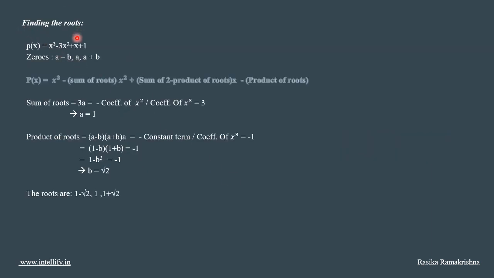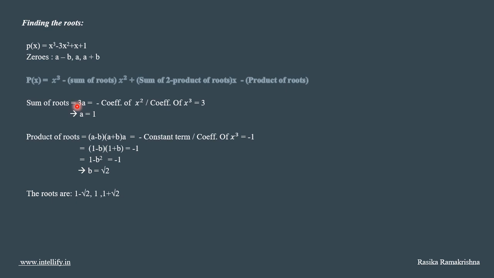So finding the roots. p of x is equal to x cubed minus 3x squared plus x plus 1. The zeros are a minus b, a and a plus b. So you know that p of x is nothing but x cubed minus the sum of the roots times x squared plus the sum of the product of the roots times x minus the product of the roots. Alright, so we have the three roots. The sum of the roots is going to be a minus b plus a plus b, which is nothing but 3a.